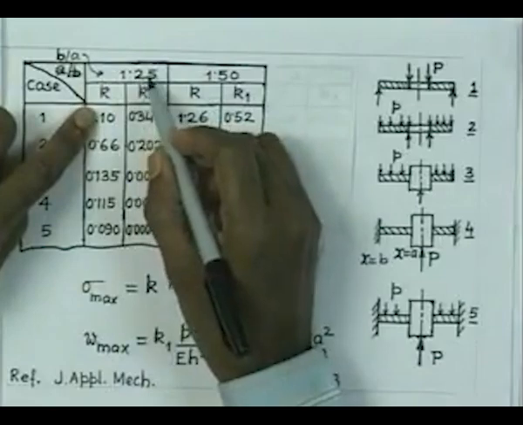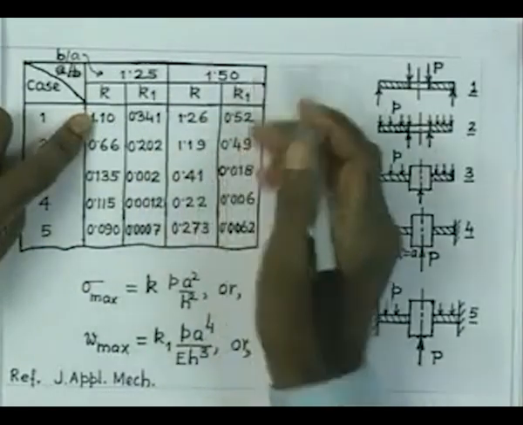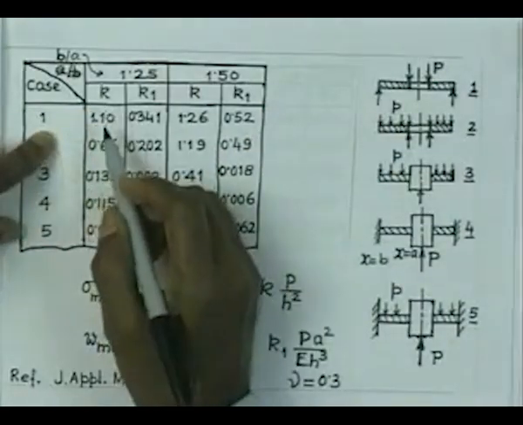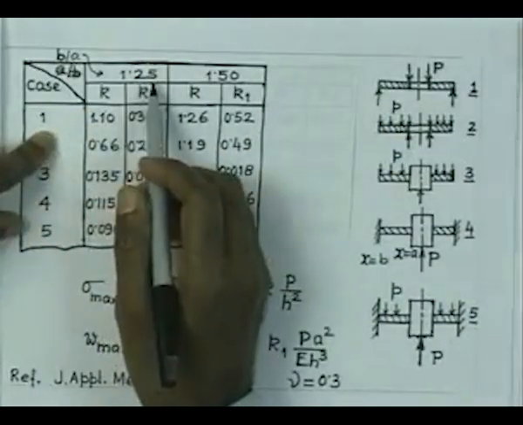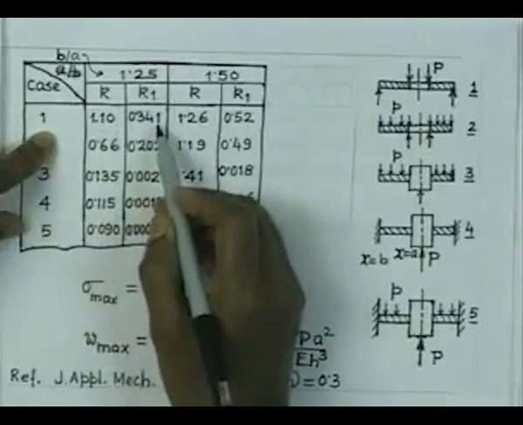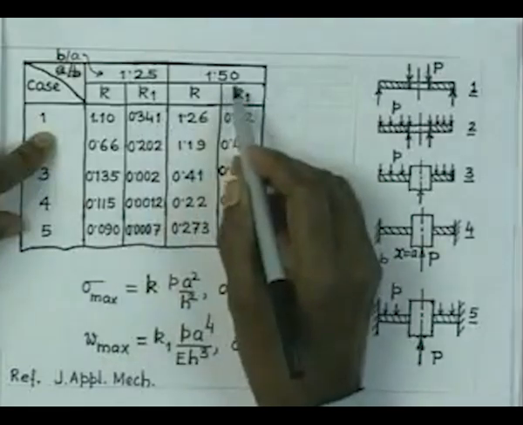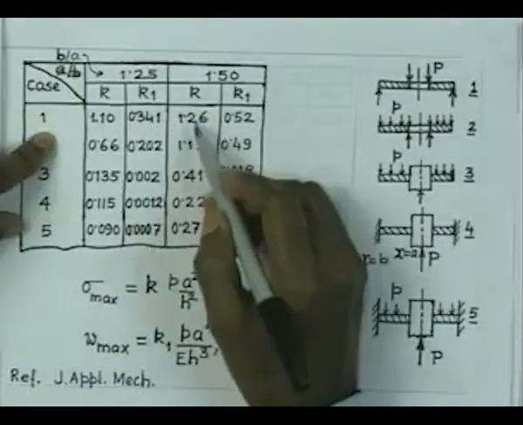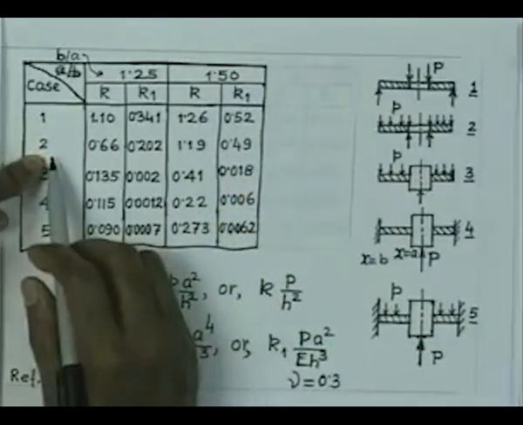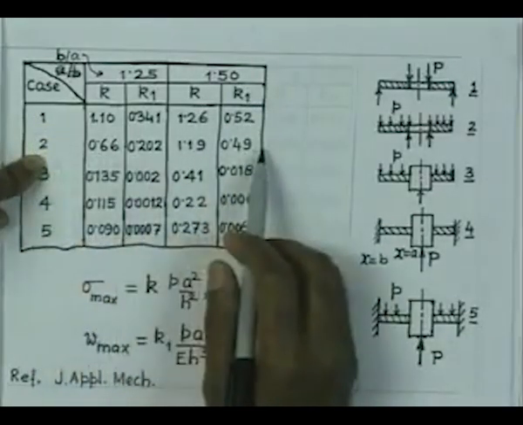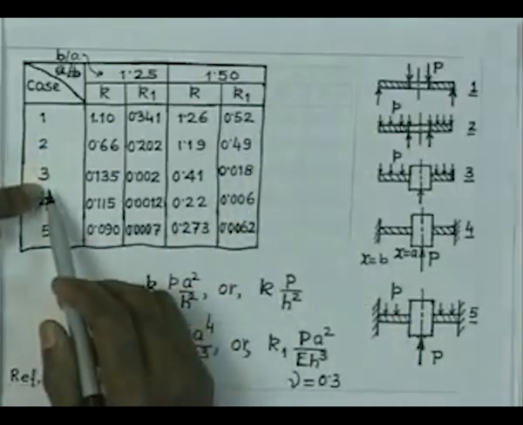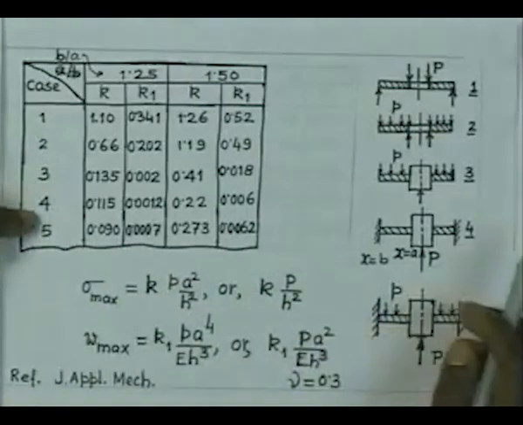In one case we have 1.25, another 1.50, there can be other values also. Now, for the case 1, when B by A is 1.25, then K is 1.10, K1 is 0.341, and if B by A is 1.50, then K is 1.26, K1 is 0.52. Similarly, for the case 2, you have the values of this constant for the two radii ratio, and similarly for the case 3, 4 and 5 the data are given.